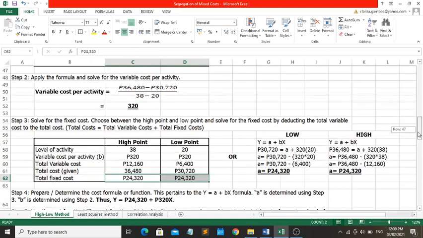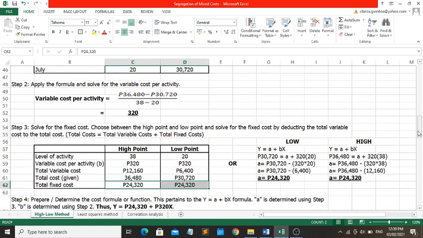Okay, so pag nagko-compute kayo ng fixed cost, pwede kayong mamili either yung highest or yung lowest point ang gagamitin nyo na isa-substitute nyo doon sa ating cost formula. So, ano yung sinasabi ko? So, for example, ang ginamit natin is yung lowest point, which is yung meron tayong 20 na number of guests admitted at meron tayong 30,720 na total cost.